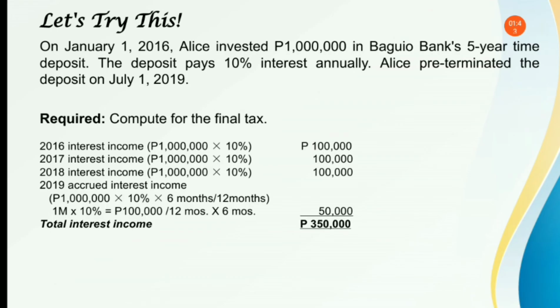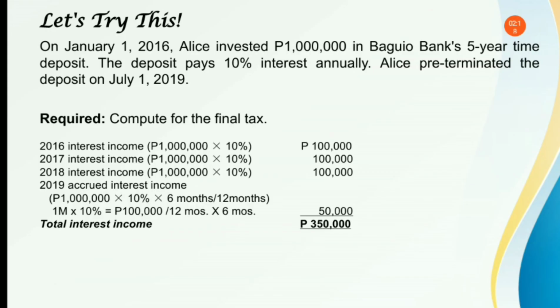So 1 million times 10% annual interest, so that is equal to 100,000. Tapos divide natin by 12 months para malaman natin kung magkano yung monthly interest. And then yung sagot nun, multiply natin by 6 months, no? 6 months from January to June 2019. So whichever formula or whichever way of computation you're going to use, the same answer will appear. That is 50,000.